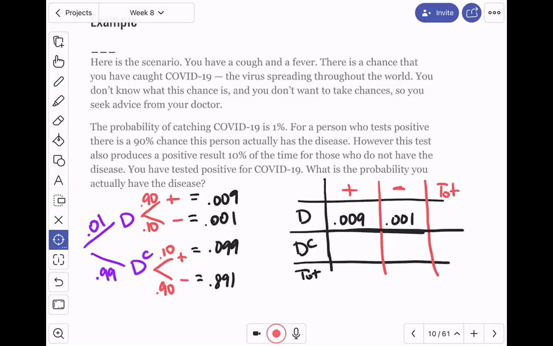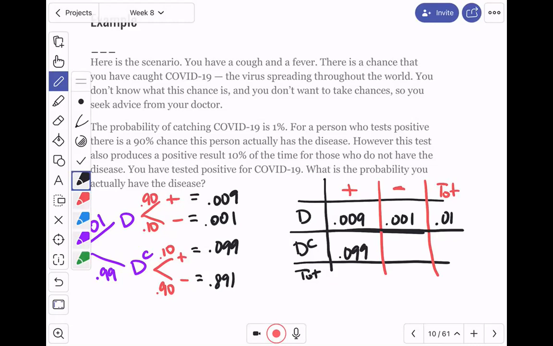If I add up this entire row, this tells me the percentage of people who have the disease, which is 0.01. These people down here do not have the disease, but they test positive, 0.099. These people do not have the disease and they test negative, 0.891. If I go across that row, this equals 0.99.